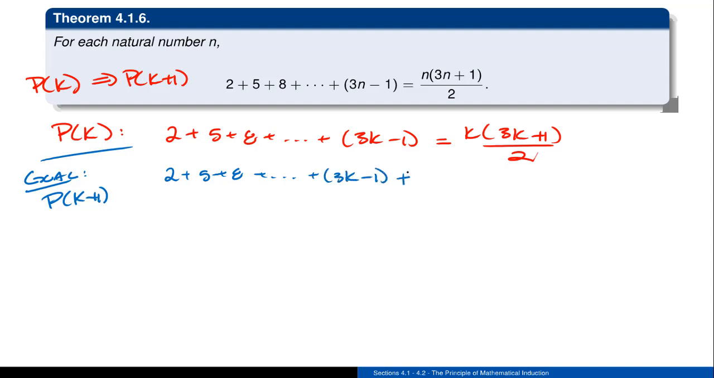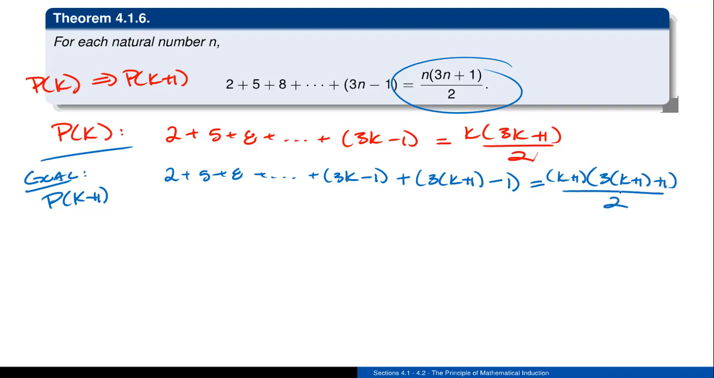And then there's one more term that's going to be added to this thing. In this case, the next term is going to be a 3 multiplied by k plus 1 minus 1. And then my right-hand side is going to now have k plus 1 replaced in for that n. So it's going to be a k plus 1 multiplied by a 3, k plus 1 plus 1, all over 2.